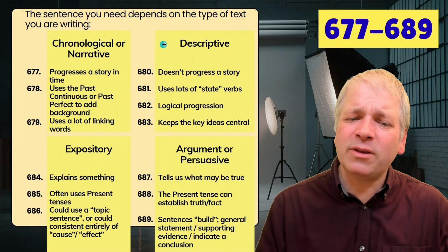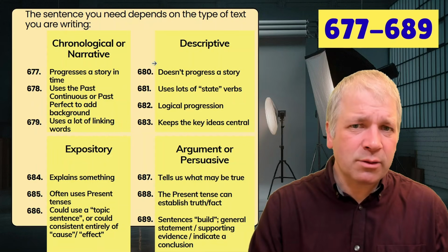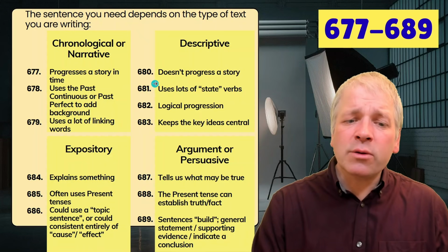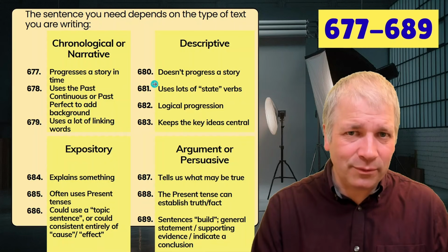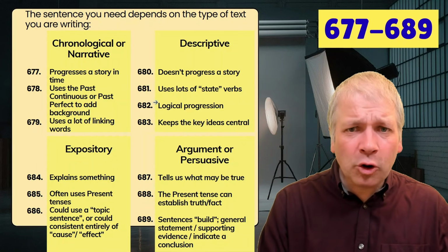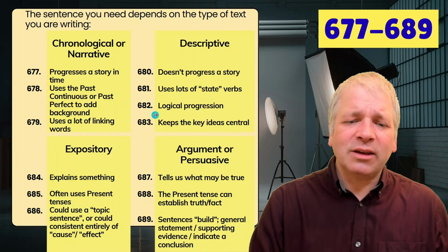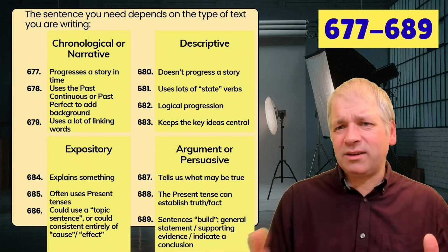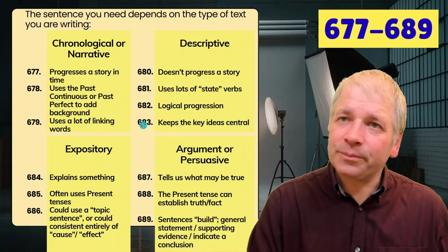If you're writing a descriptive text, then this is not the kind of text that progresses a story. You're focusing on one thing and describing it in detail. So use a lot of state verbs, because state verbs don't progress anything. They're not active. They simply focus on the thing you're looking at or thinking about. Logical progression makes more sense here in this type of text. And keep the key ideas central. Don't move from one idea to the next quickly. You want to have one idea that you focus on and describe a lot.